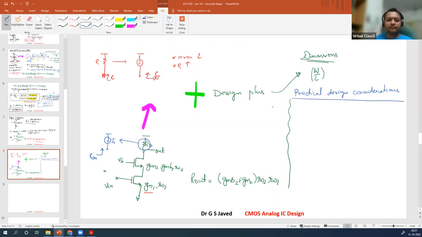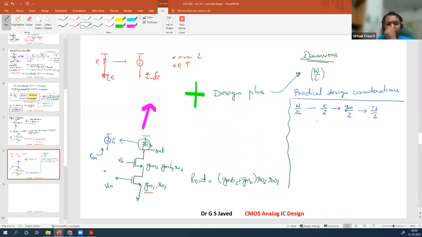Now the question is, if W remains the same and L doubles, what will happen? W by 2L effectively will make mu n cox W by L as K by 2. This K by 2 will make your GM also reduced by 2. It becomes GM by 2. Now what does that do? GM by 2 will reduce your ID by 2. You look at it, the current flowing to the same device, if you increase the L, will reduce. Now, what do you play with that?